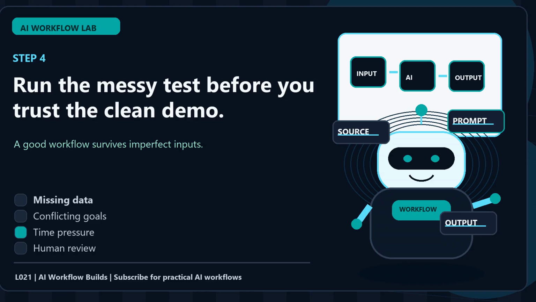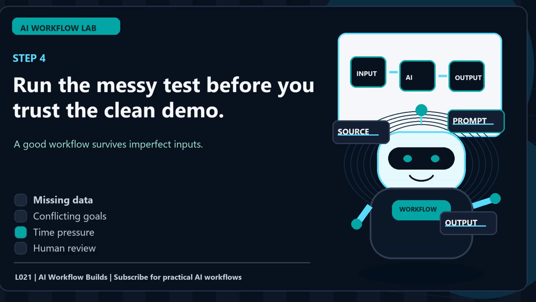For example, give the assistant a rough note, a vague deadline, an incomplete list of constraints, and one priority that competes with another priority. Then ask it to produce the same output template. The important question is not whether the answer looks smart. The important question is whether it handles uncertainty honestly.